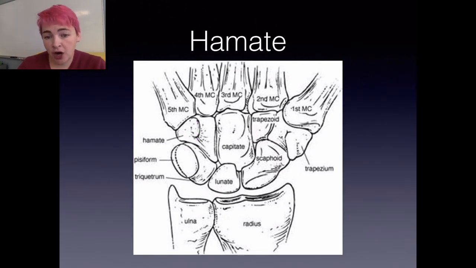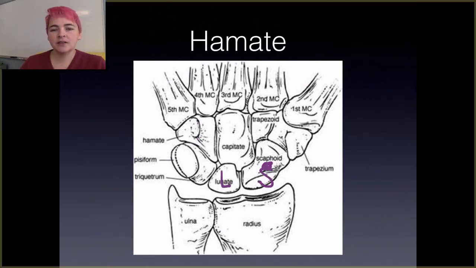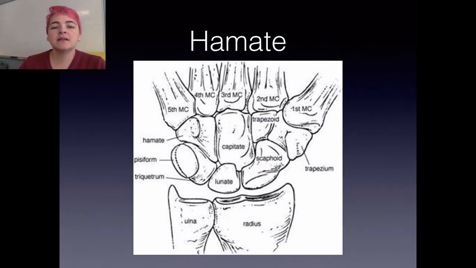Try to catch her. Starting here, she looks too pretty. Back to the thumb. Try to catch her. Scaphoid, lunate, triquetrum, pisiform, trapezium under the thumb, trapezoid, capitate, hamate.